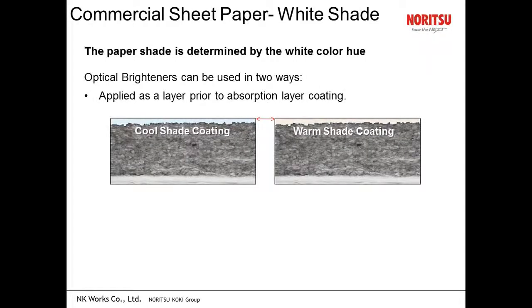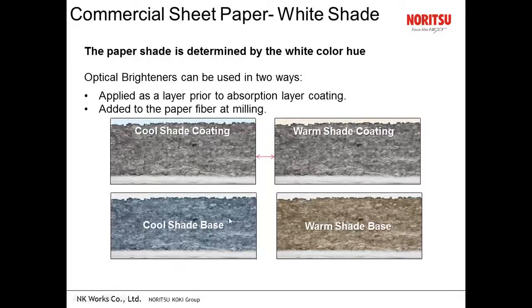The optical brightener can be used in two different ways. We can put the optical brightener within the absorption layer on top of the paper. Now we can see the optical brightener on the left-hand side creating a cooler white shade, whereas without an optical brightener, we have a warmer shade on the top. Or we can mill it directly into the paper and change the look of the paper fiber. This is the preferred process.